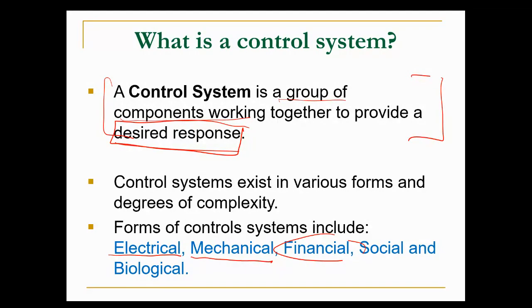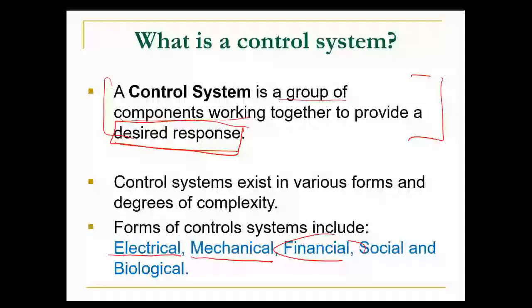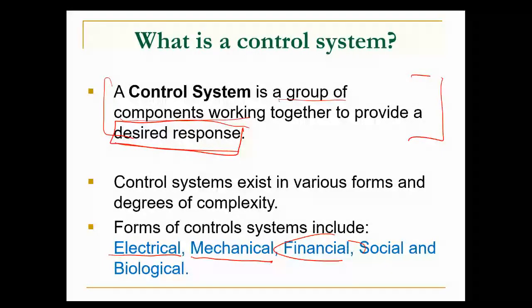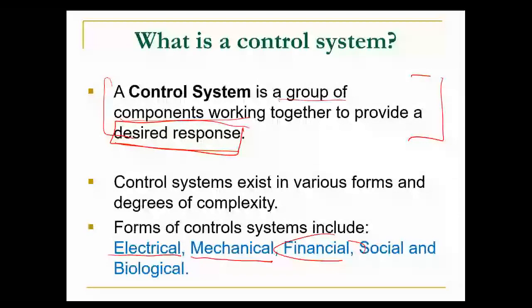Okay, and so if the government is going to be successful at meeting that objective, then they would put a group of components, or a group of systems. Let me use the word system since that may be a more practical term. So a group of systems would need to be put in place that will work together to achieve this outcome, to achieve this desired response of economic growth.